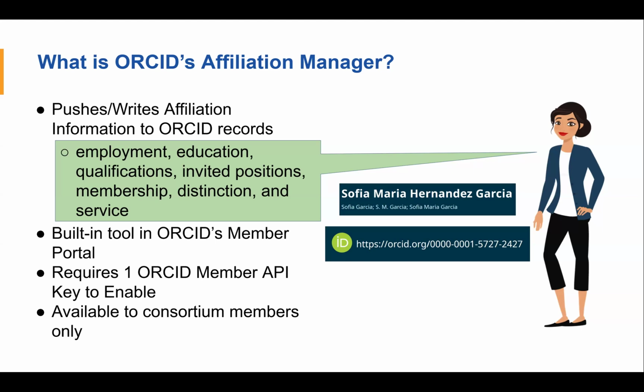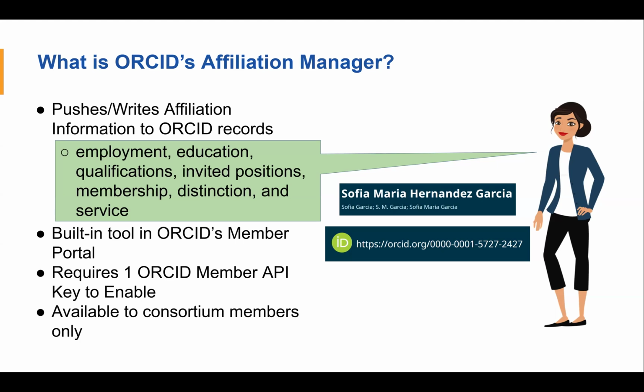There are 7 affiliations in ORCID. The first one is employment. We also have education, qualifications, invited positions, memberships, distinctions, and service. Those are the areas where an organization can write to somebody's ORCID record using the Affiliation Manager.